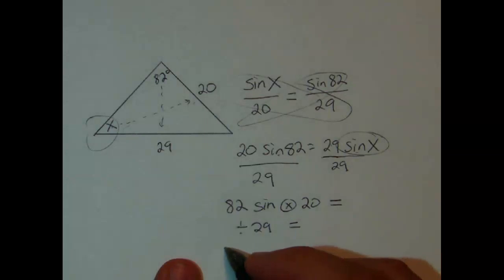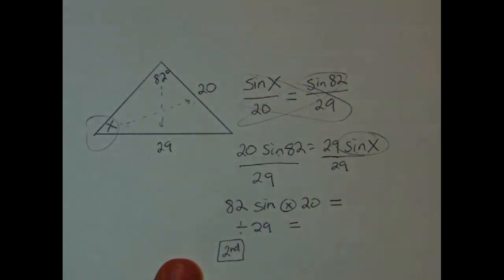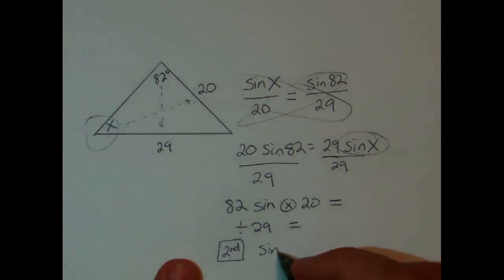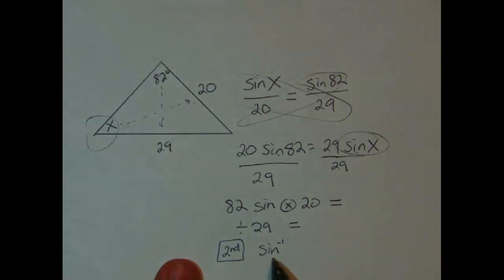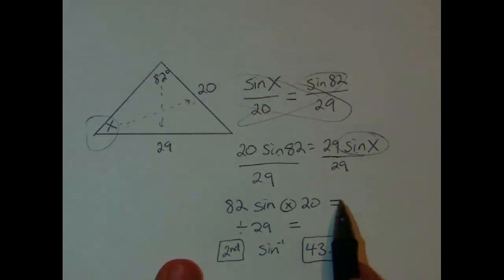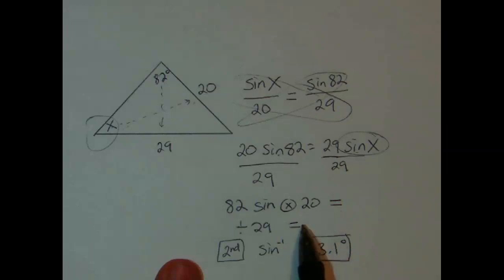Then you're going to find the second button on your calculator, and then you're going to press sine. After you press the second button, it's going to show up as sine inverse. In other words, it's going to help you find the angle measure. When you put this in the calculator, you should get 43.1 degrees. Notice I did not show where you press equals again. These are the only two locations you'll press equals.